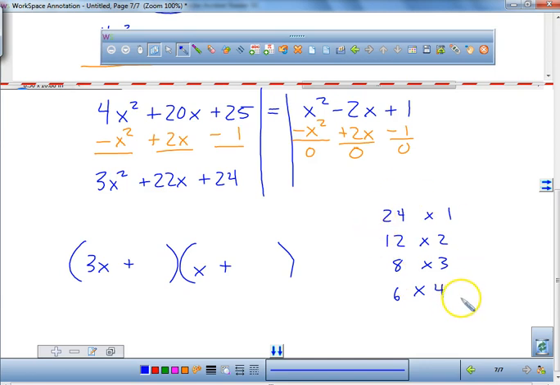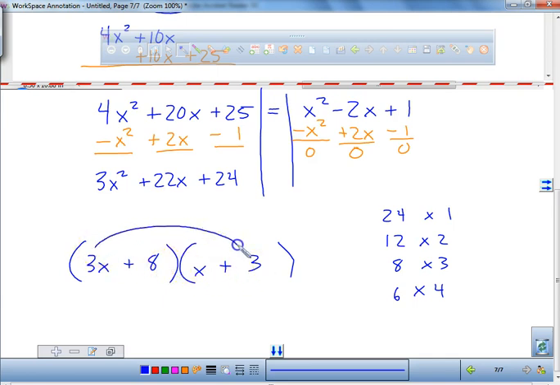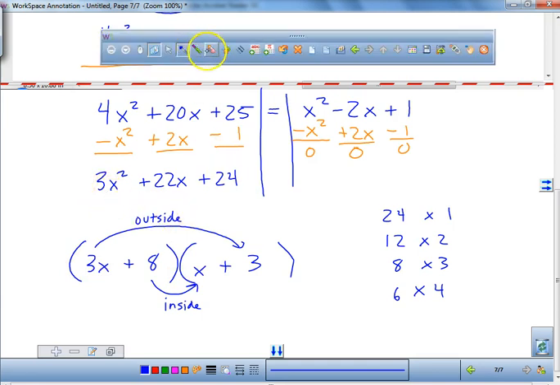Okay? So let me show you one that doesn't work. What if I put an 8 here and a 3 there? If I multiply the 3x times 3, what does that become? 9x. And I do 8 times x, what does that become? 8x. What's 9x and 8x added together? 17. What do I want? 22. I want you guys to understand, though, that the most important values right now are the outside terms and the inside terms. Now, is 8 times 3 24? Yes. Is 3x times x 3x squared? Yes.